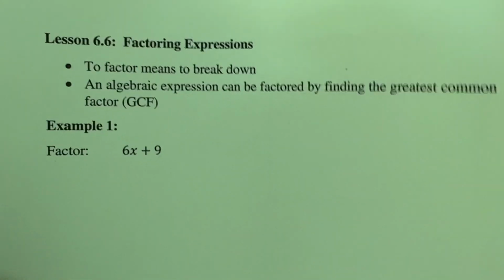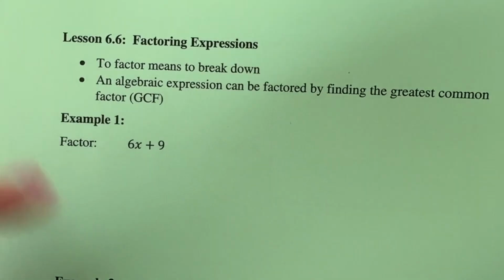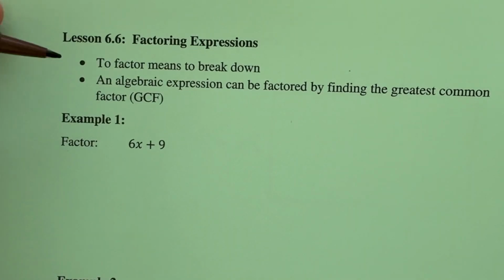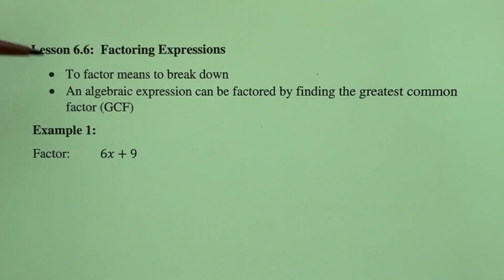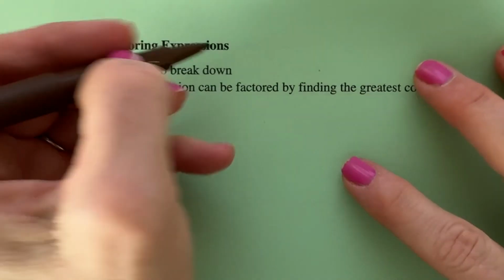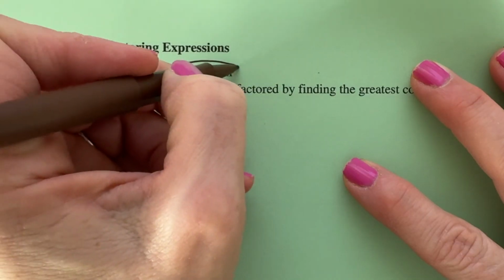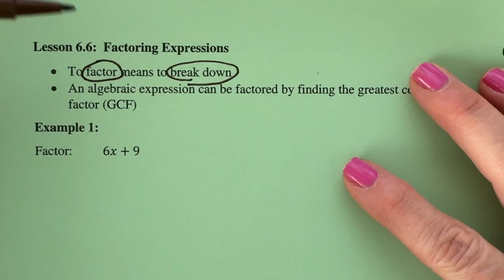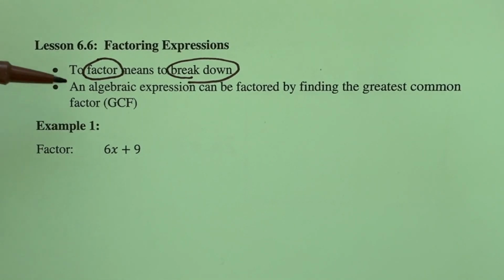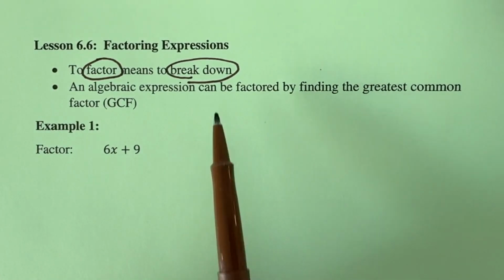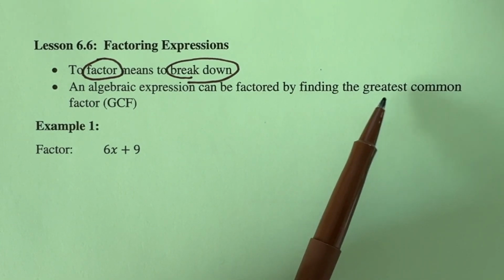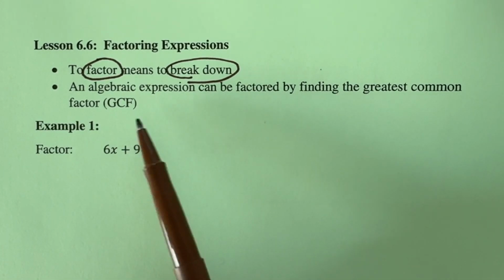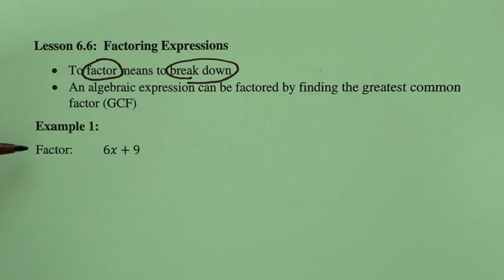I'm going to go into the packet, and in the packet on our lesson on factoring expressions, I have two bullets I'll read to start. The first bullet says, to factor means to break down. That's super important, so I'm going to circle that. Break down and factor mean the same thing. The second bullet says, an algebraic expression can be factored by finding the greatest common factor, or what I just called GCF. So let's take a look at example 1.